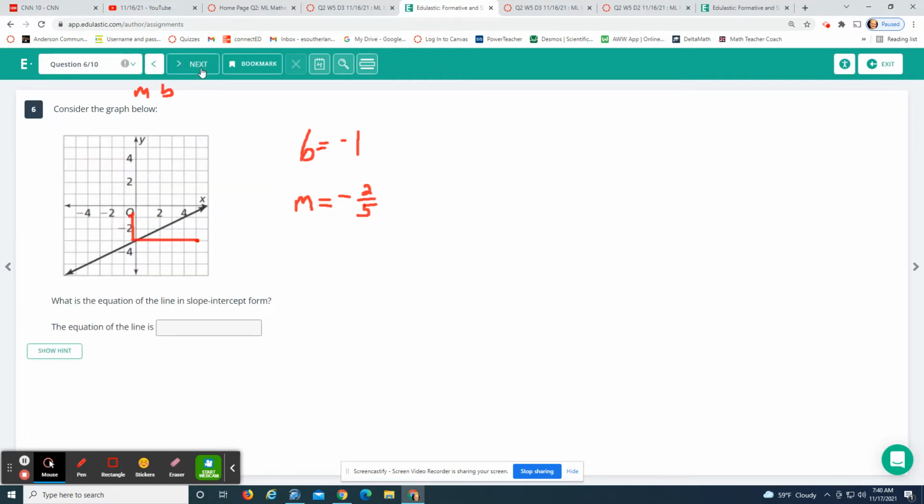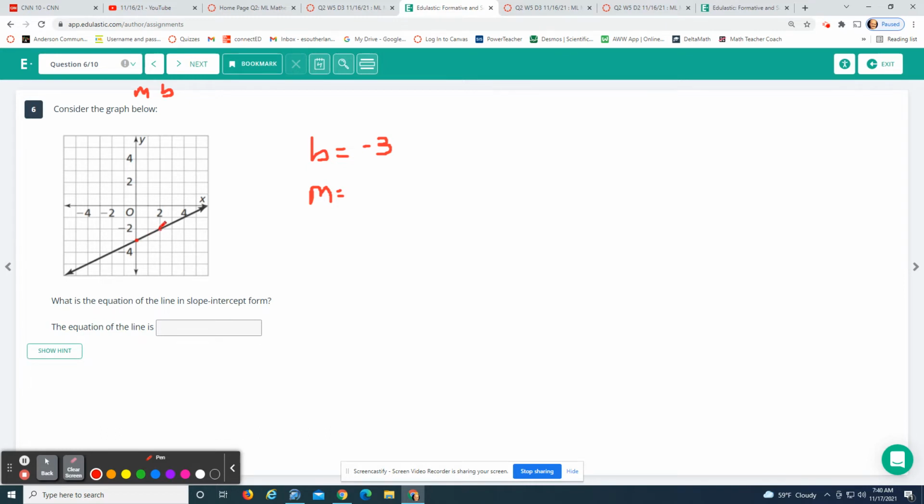When we look at problem number 6, it's the same thing. It wants us to figure out what the y-intercept is and what the slope is. So the y-intercept for this one is right here. It's between -2 and -3. That means it has to be -3. The slope, if we follow the line left to right this time, you can see it's going up.